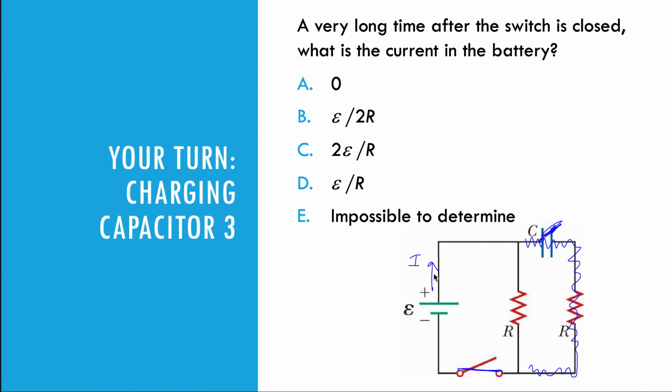So if we're trying to find the current over here, we can use Ohm's law again, and it's just going to be E over R this time. So the takeaway message here is that when a capacitor is fully charged, then there is no more current in the circuit wherever the capacitor is at that part of the circuit.